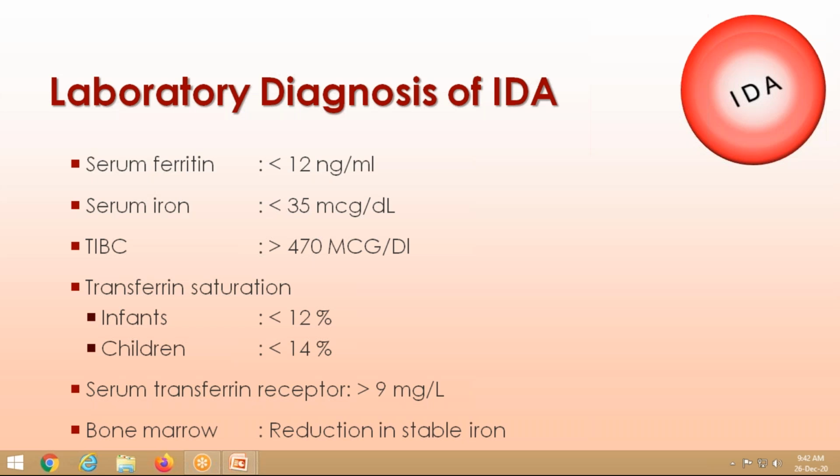Actually, usually we ask the postgraduates and undergraduates: the most important finding in the bone marrow is reduction of the stainable iron, and erythropoiesis also decreases. These are the bone marrow features of iron deficiency anemia. So these are the secondary investigations.